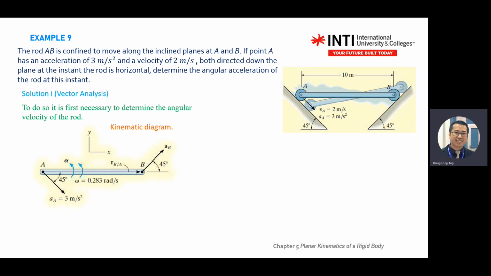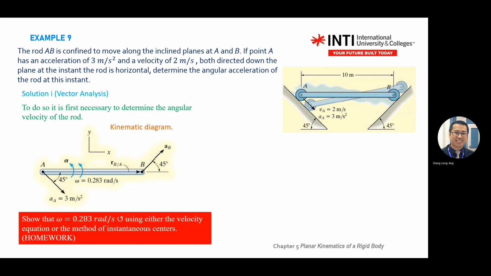Right. Now, here it asks you to determine the angular acceleration. So that's why in your kinematic diagram, you're seeing acceleration here and not velocity. Of course, for the full set, you should include V over here. V at point A, V at point B, the same. But this question, example 9, asks you to focus on angular acceleration. So that's why you see A here. Write the acceleration equation. I will not go back to show you how to find omega equal to 0.283 radian per second clockwise. There's a calculation there. It's your homework, go and find it.